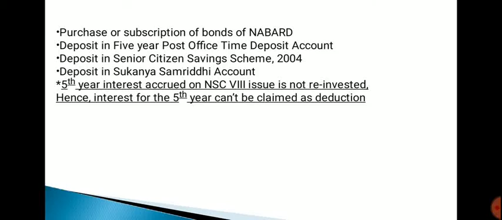Purchase or subscription of bonds of NABARD, that is National Bank for Agriculture and Rural Development, deposit in 5-year post office time deposit account, deposit in Senior Citizen Savings Scheme 2004, and deposit in Sukanya Samriddhi account. Regarding interest on NSC, that is National Savings Certificate, interest accrued on NSC 8th issue up to the 5th year, if not reinvested, can be claimed as deduction.